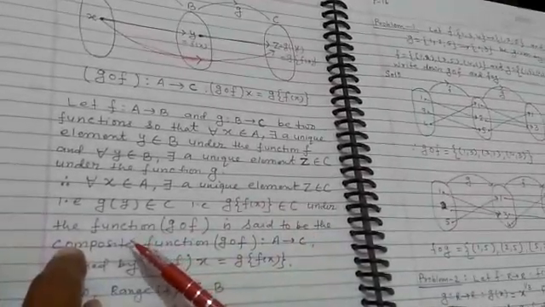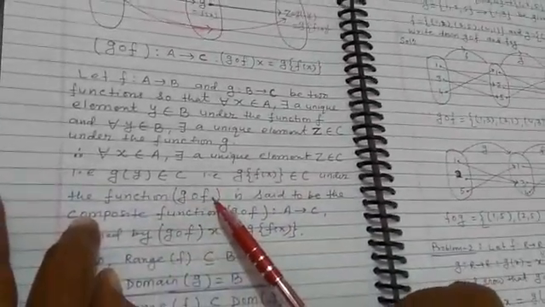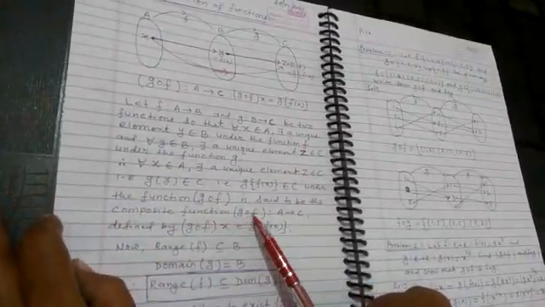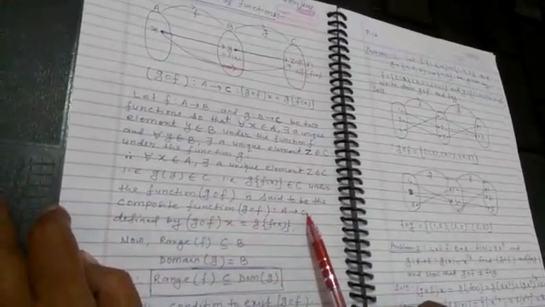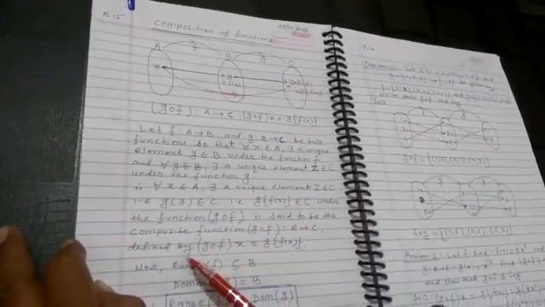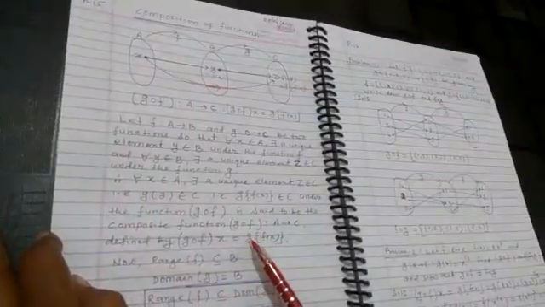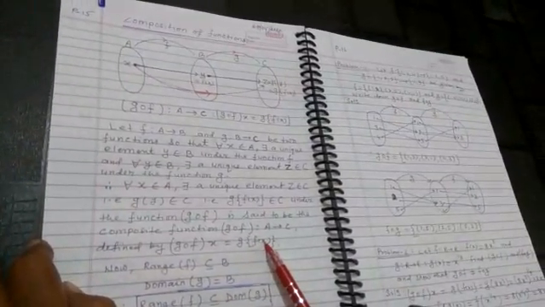This function gof is said to be the composition of functions gof from A to C, and it is defined by (gof)(x) is equal to g(f(x)).